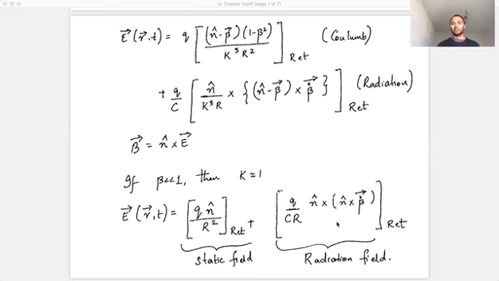We'll do a few examples of application of this expression to get some intuition. But yeah, in a nutshell, this slide here tells you the electric and the magnetic fields of an accelerating charge.